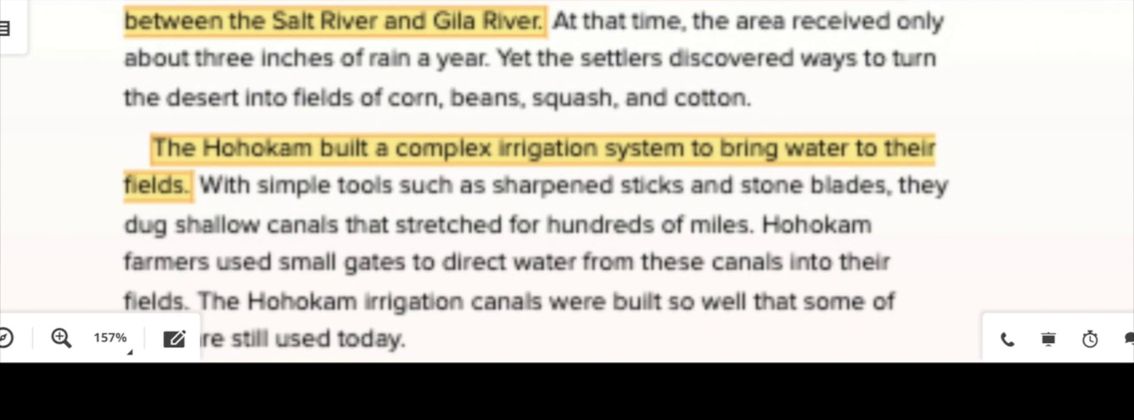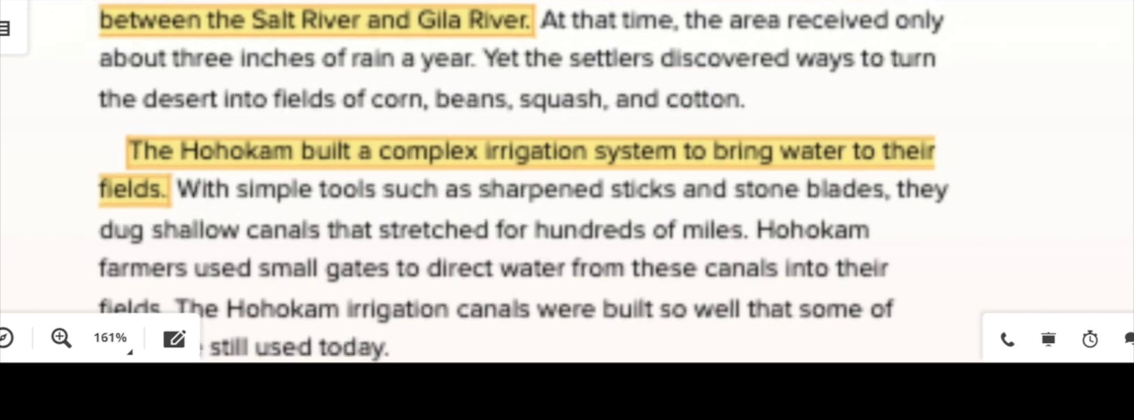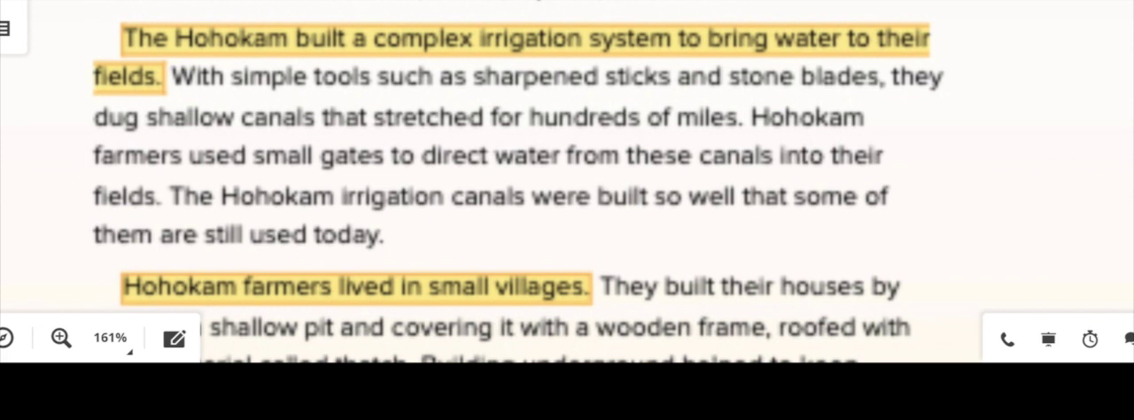All right. So when we go to the document, we'll find out where we're going to put that in a little while. The Hohokam built, that's right, we have to read the whole thing first, right? The Hohokam built a complex irrigation system to bring water to their fields. With simple tools such as sharpened sticks and stone blades, they dug shallow canals that stretched for hundreds of miles. Hohokam farmers used small gates to direct water from these canals into their fields. The Hohokam irrigation canals were built so well that some of them are still used today.